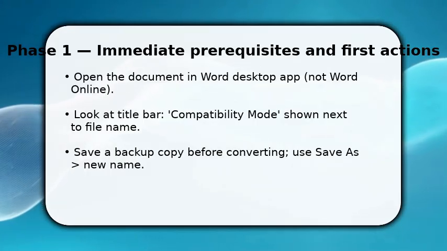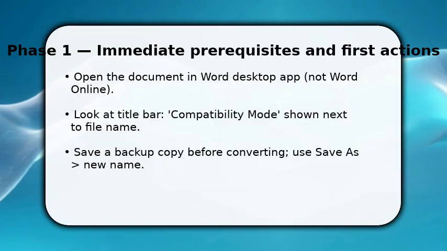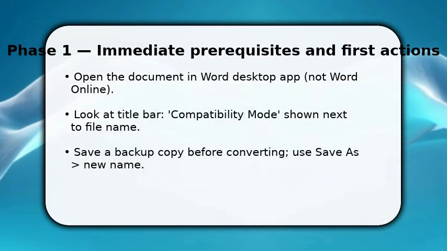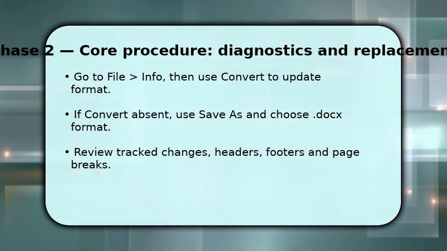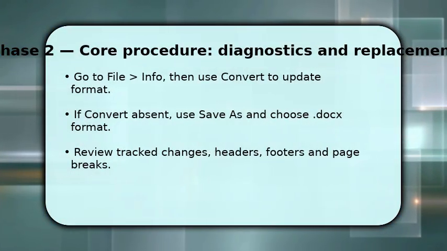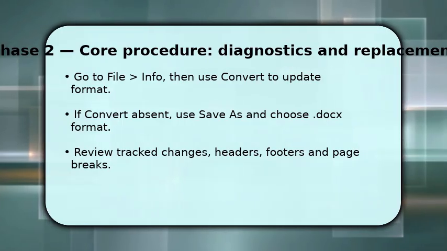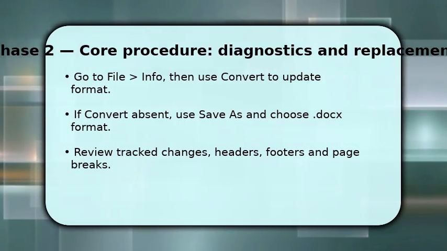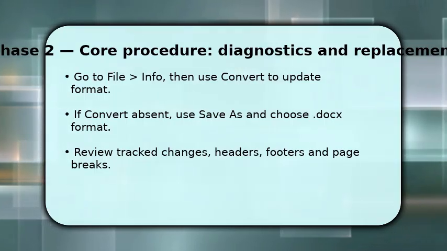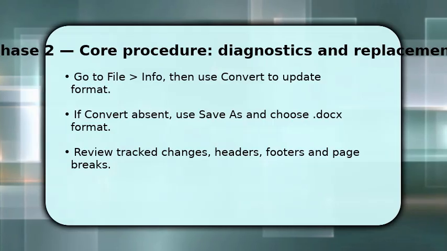Next, check review and layout for any visible layout issues so you know what to watch after conversion. This quick inspection saves time and avoids surprises later. You now convert the file. Go to File, then Info, and choose Convert to upgrade the format. This updates the internal structure to current Word. If Convert is missing, use Save As and pick DocX, which modernizes features.